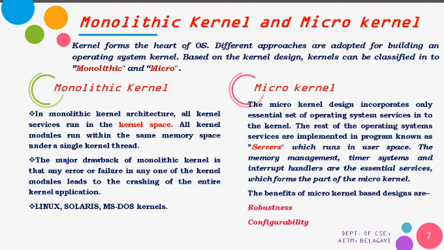In a monolithic kernel architecture, all kernel services run in the kernel space only. All kernel modules run within the same memory space under a single kernel thread. The major drawback of a monolithic kernel is that any error or failure in any one of the kernel modules leads to the crashing of the entire kernel application. For example, Linux, Solaris, and MS-DOS kernels.